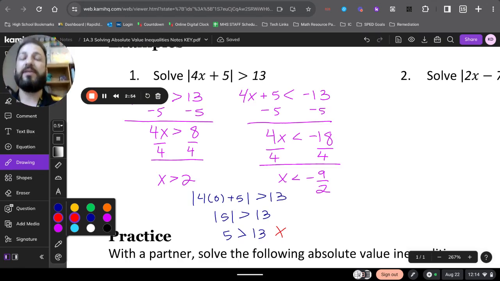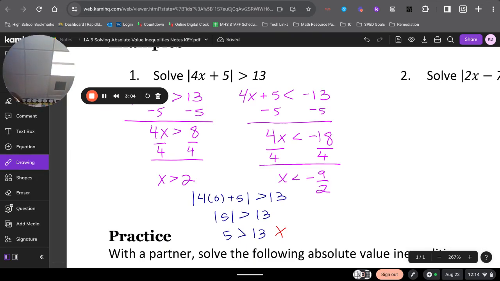which makes sense considering it says my solution set should be x values that are greater than 2 or x values that are less than negative 9/2. So additionally, let's check those two to make sure they're correct.